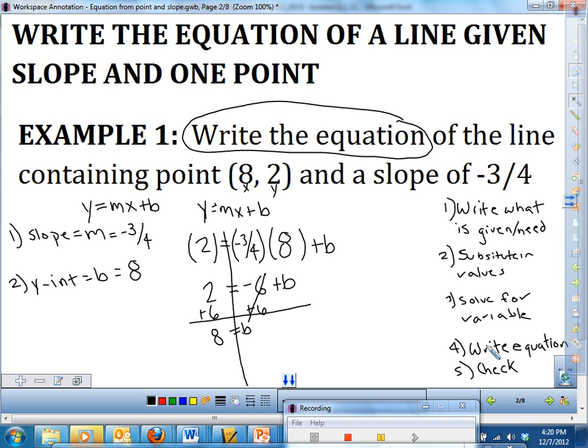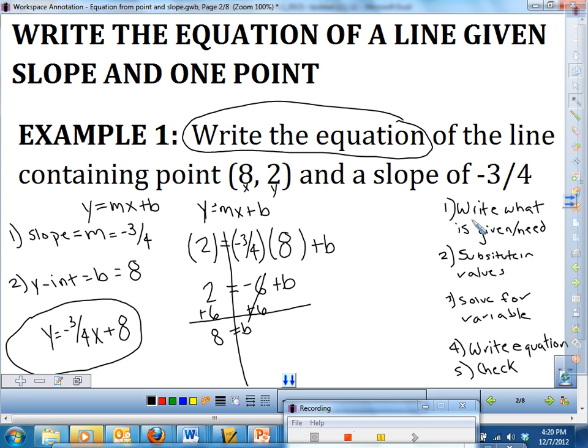Our second to last step is write the equation. So I'm going to use my slope m and my y-intercept b to write my equation. And I'm going to write y equals m, which was negative 3/4, x, and my y-intercept was 8. Notice when we rewrite our equation, we leave y and x as y and x because we want this to work for any point on the line. This equation should represent any point, ordered pair, that is on this line.